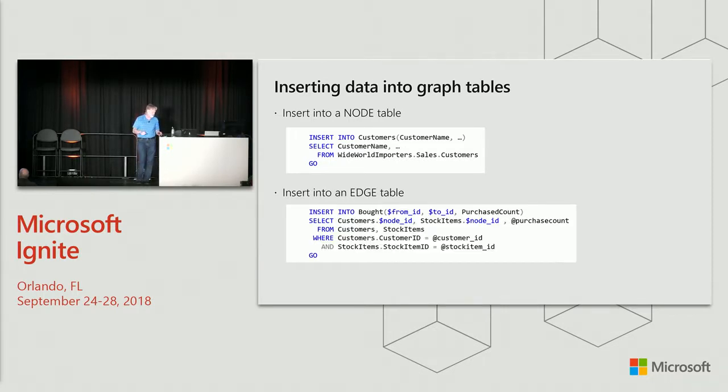Inserting into an edge table is a little bit more involved because you have to get the node IDs of the from and to nodes that you're connecting with this edge. So insert into bot, $from ID, $to ID, and purchase count. Those are the columns within the edge that you're inserting into. And the values are select customers.nodeID and stockitems.nodeID, and then purchase count is a variable that you're using to populate this edge. From customers and stock items, where customers.customer ID equals customer ID, and stock items.stock ID equals stock ID. So you're looking up the specific customer and the specific stock item that you want to link with this edge.